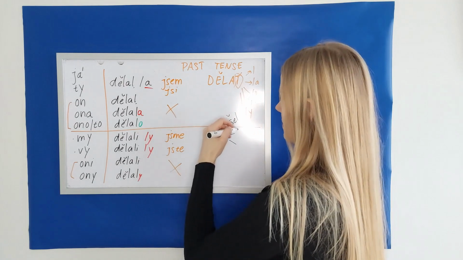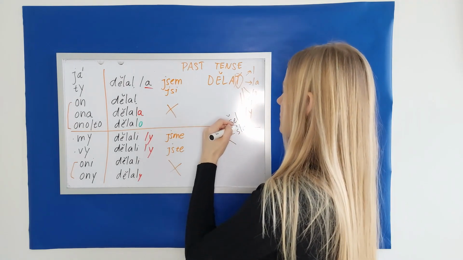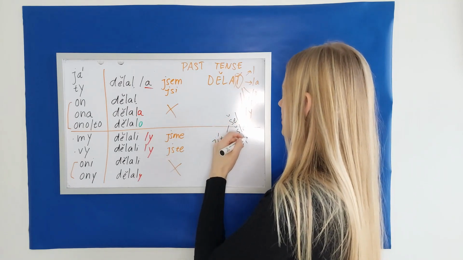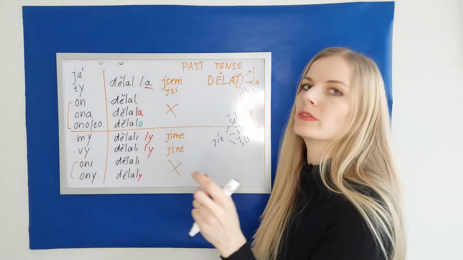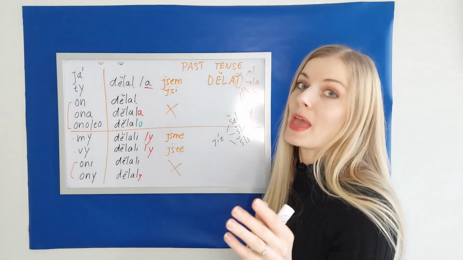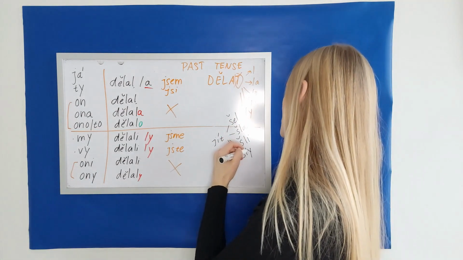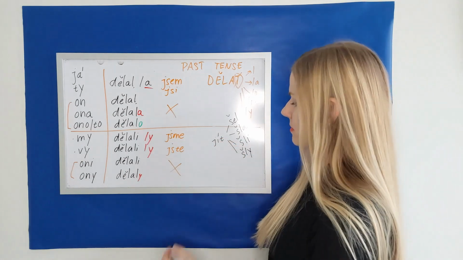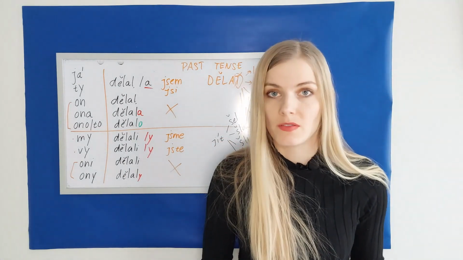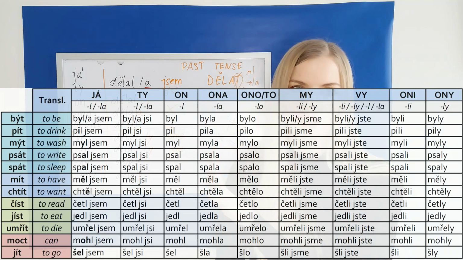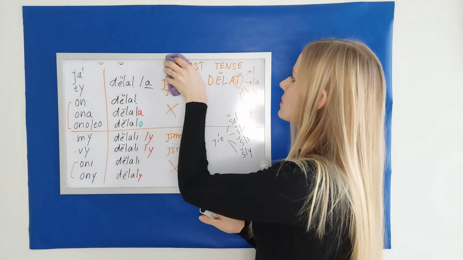Šel for masculine singular, šla for feminine singular, šli for a group of men or a group that has at least one man, that's the Czech grammar speaking, and šly with y if we have only a group of women. If you would like to learn more irregular verbs, you can have a look at this chart or also enroll in my course. Now, what do we do with the conditional?